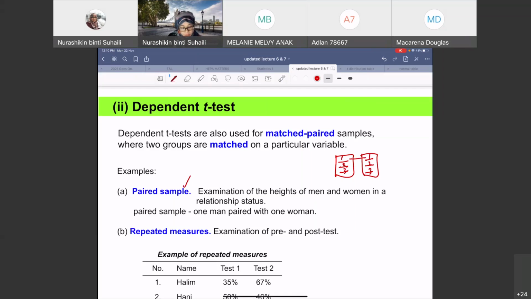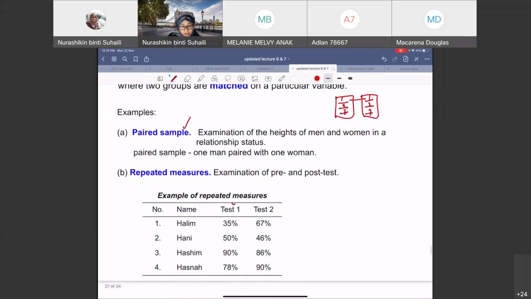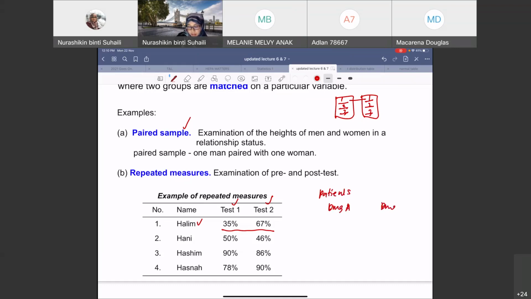Dependent samples could also be repeated measures. So let's say you are the same person having different tests, and you want to compare, for example, how much Halim scored between test 1 and test 2. So it means that it's repeated. Or maybe a group of patients given drug or medicine A and then drug B.